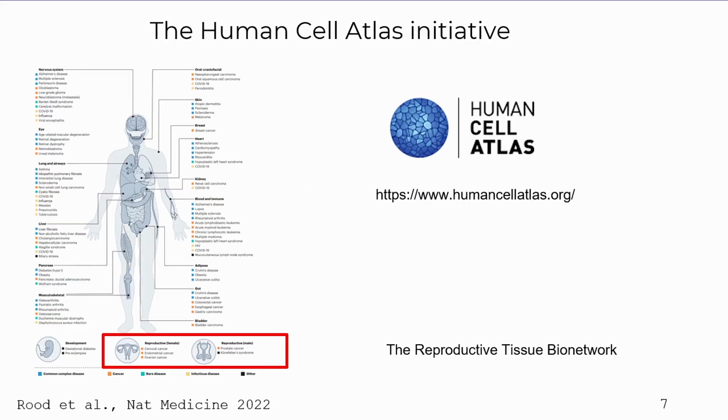And this is the foundation, or these technologies, that led to the development of the Human Cell Atlas initiative, which is an international initiative that I am part of, that aims to map all cells in the human body. And it's an open initiative that you can all join at humancellatlas.org, where you can look at the different cells and the genes that are expressed in the different organs, and they are distributed in bionetworks, which include the different tissues, but also the organoids, to understand the heterogeneity of the organoids. And in particular, the work that I will be presenting is the work that my team did as part of the reproductive tissue bionetwork.